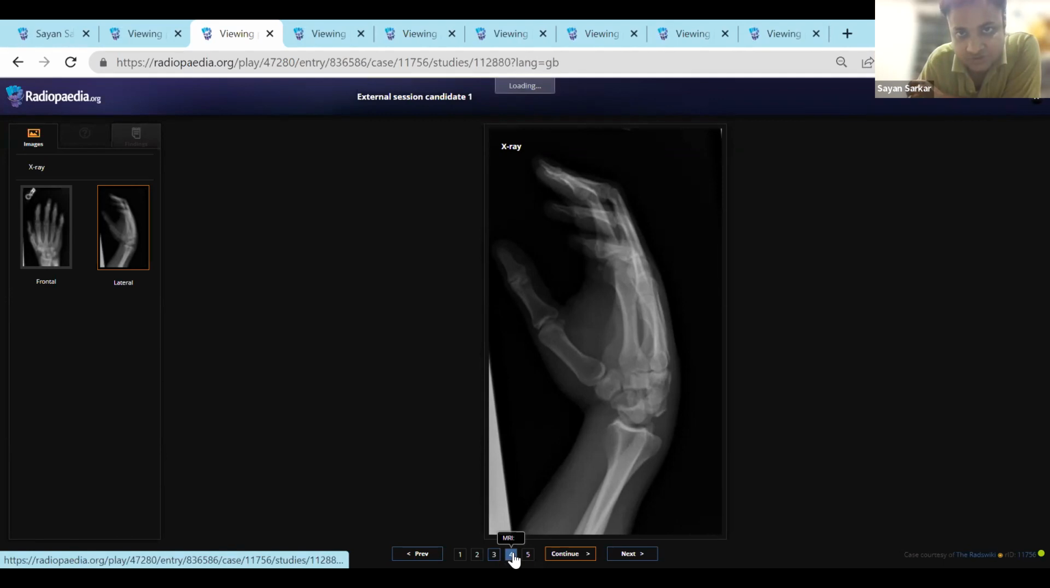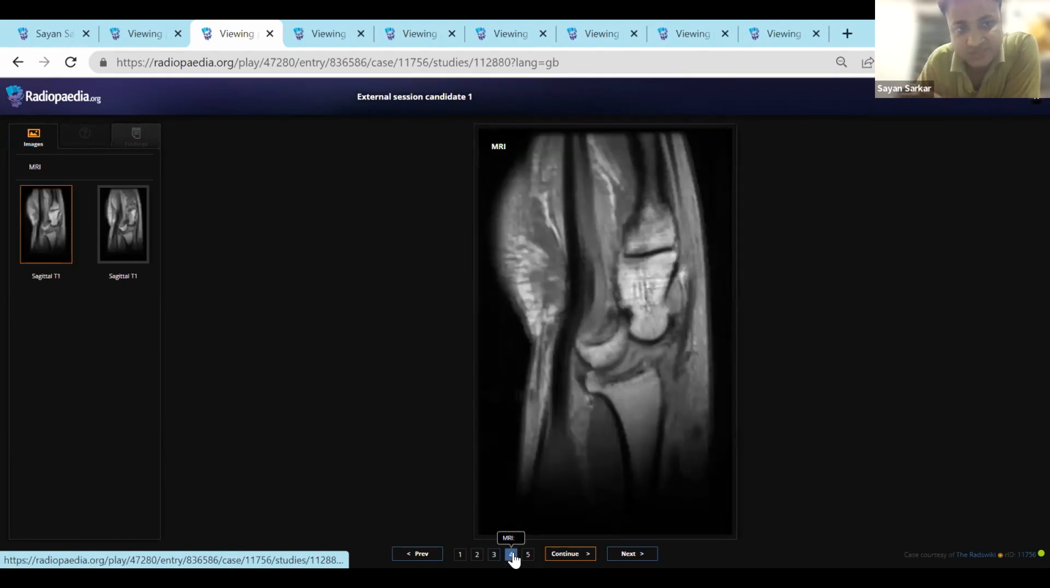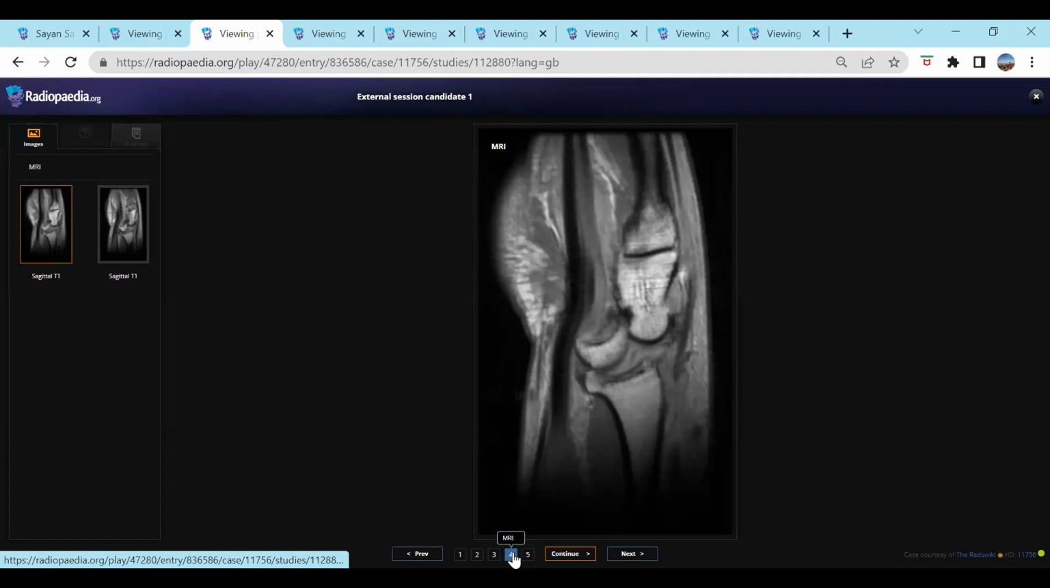I think there is an MRI also. Maybe it is not necessary, but since it is there, you can comment on it. Okay, so this is an MRI sagittal image in which the X-ray findings are confirmed, and there is a perilunate dislocation with the carpal bones displaced dorsally, and the lunate is partially maintaining its articulation with the articulating surface of the radius. These are just static images, right?